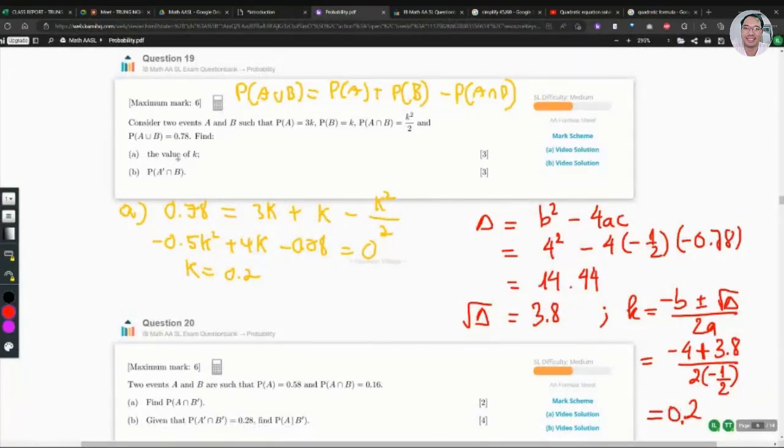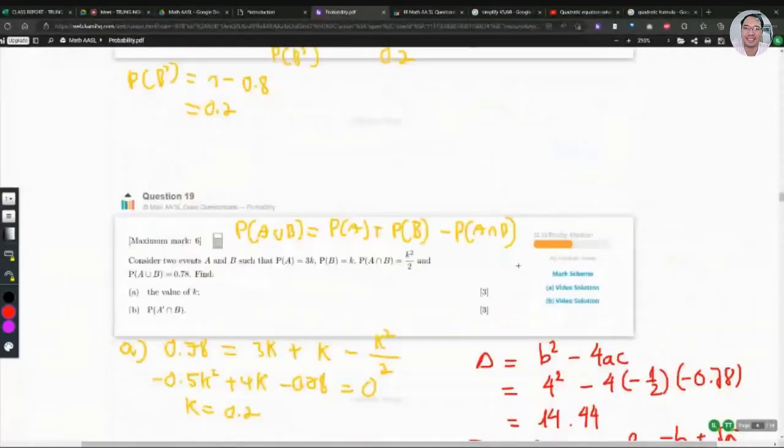Okay, now question B. Find the probability of not A and B. Draw the circles, so that we can see which one is which number. Replacing the value k with 0.2 now into the Venn diagram.